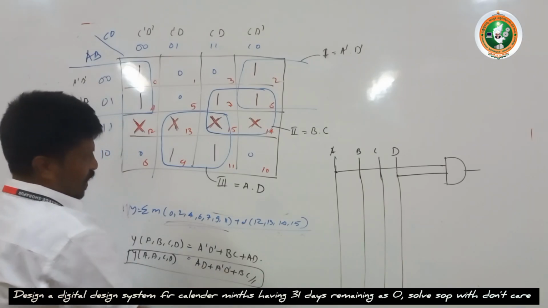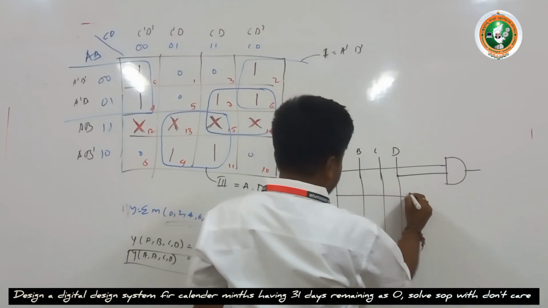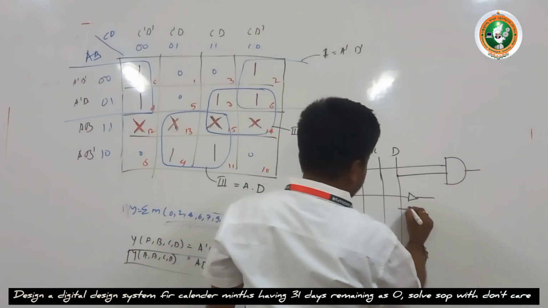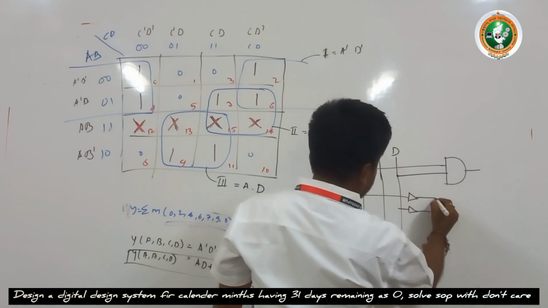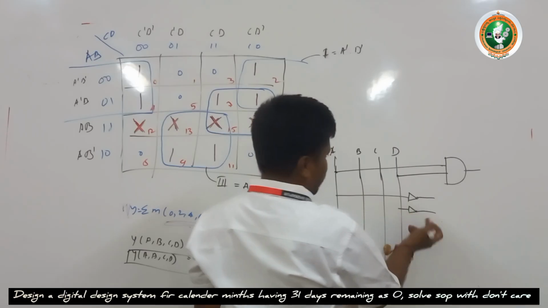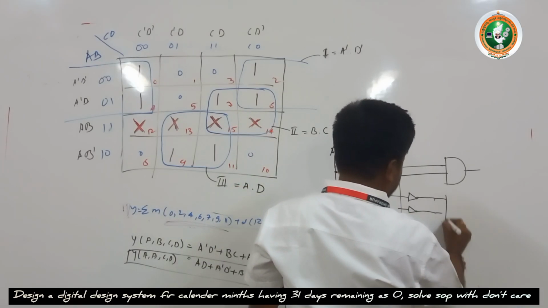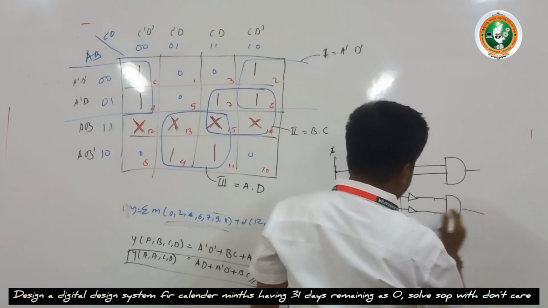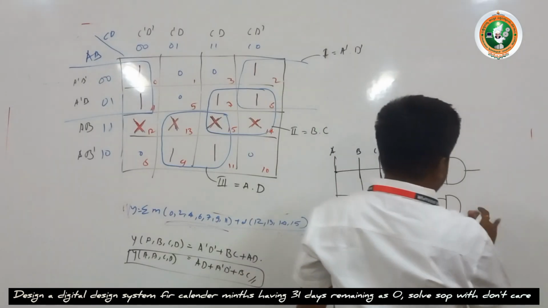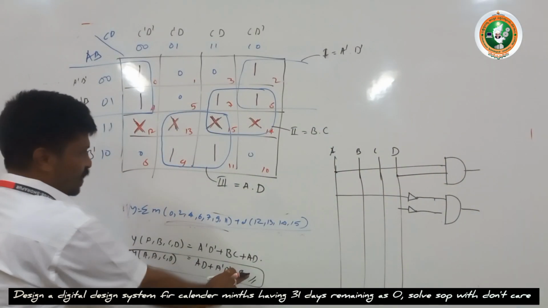Next is the second term, A dash D dash. For A dash I am taking from A itself through one NOT gate, and also D. For D I am taking one NOT gate. This becomes A dash and D dash, which are taken as inputs to the AND gate, because of the product form. Next, B and C.